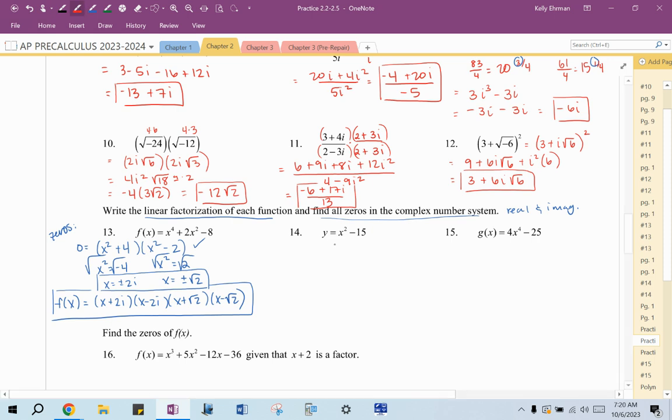All right, next one, let's find the zeros first. I can do that by adding 15 to the other side, square rooting both sides. Okay, and so these are the zeros. And then to write the linear factorization, this one's y. So y equals x plus radical 15, x minus radical 15.